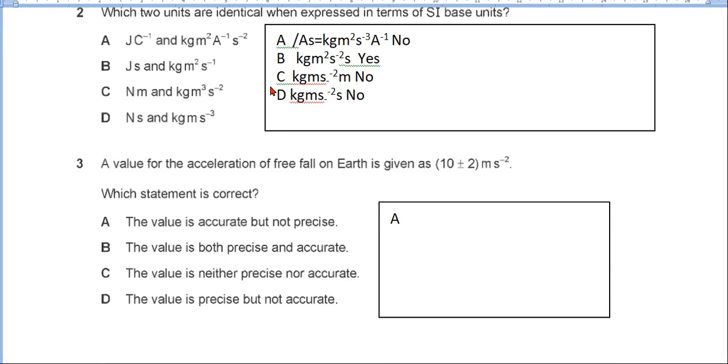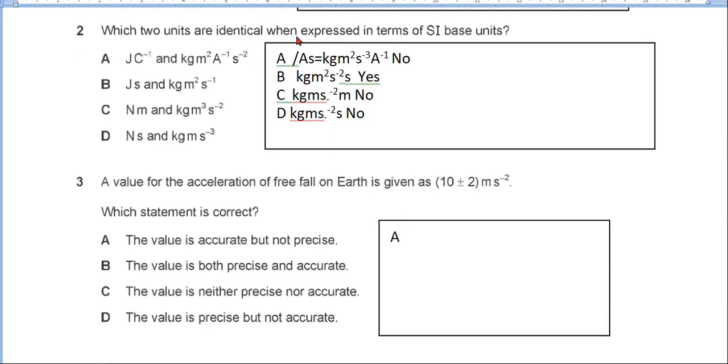Question 2. Which two units are identical when expressed in terms of SI base units? So you should work hard, and the answer is B. So here you should know that a joule is kilogram meter squared over second squared multiplied by second.